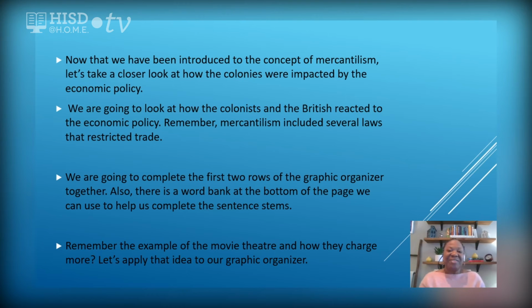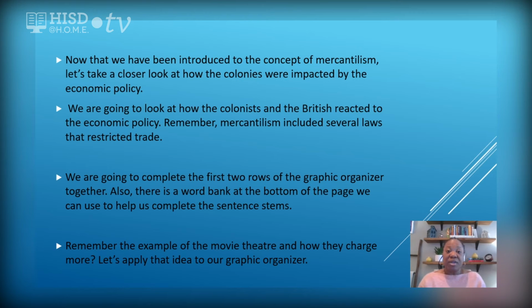Okay, so now that we've looked at our picture, let's look at the concept of mercantilism and take a closer look at how the colonies were impacted by the economic policy. We're going to look at how the colonists and the British reacted to the economic policy. And remember, mercantilism included several laws that restricted trade. We're going to complete the first two rows of this graphic organizer. And then I'm going to want you to complete the rest of the graphic organizer.